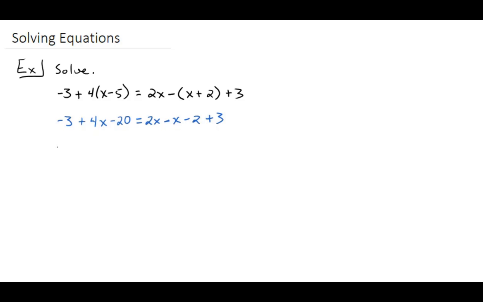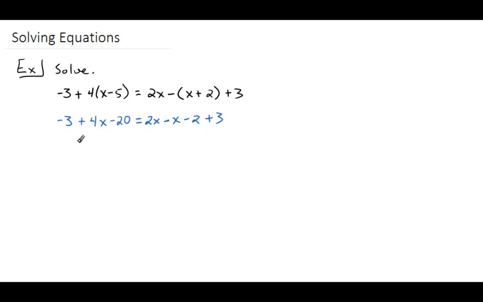Okay, so the next step, like I already alluded to, we're going to combine like terms. So here on the left side, I can combine the -3 minus the 20. On the right side, I can go ahead and do the 2x minus x. And then I can also combine the constants on this side. The -2 plus 3. So we're still in that phase where we're doing what's happening. So I'm going to go ahead and combine all those like terms.